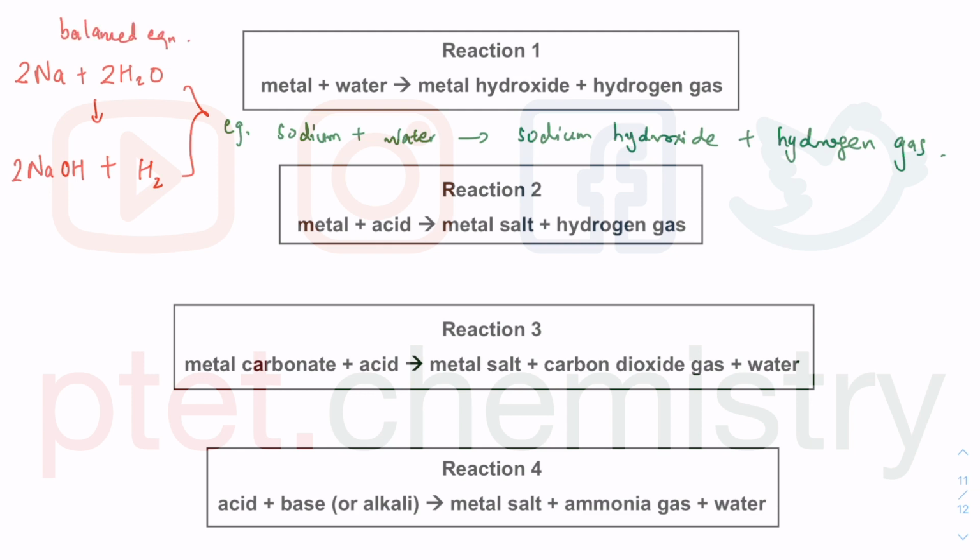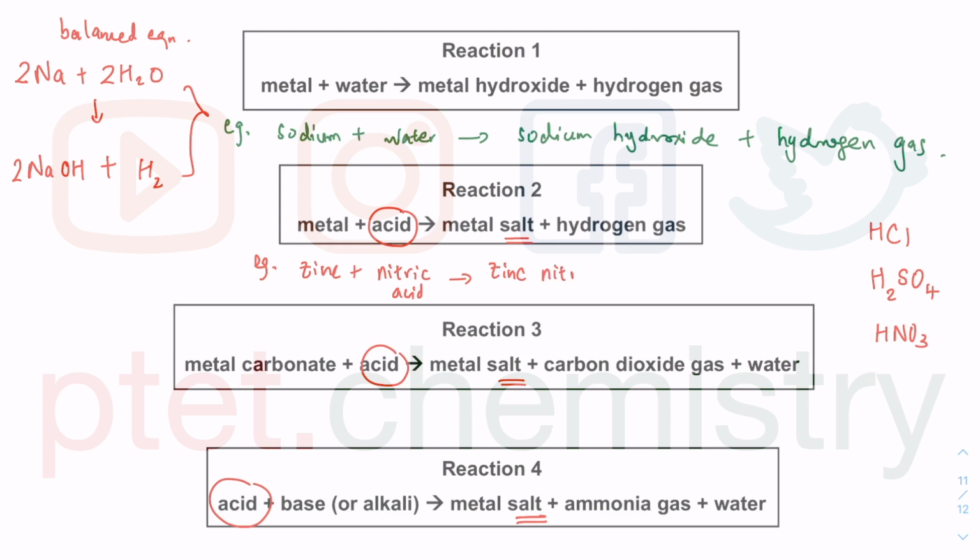Now let's move on. Metal plus acid gives you salt. Last time, you had HCl, chloride salt from hydrochloric acid. Sulfuric acid, H2SO4, gives you sulfate salt, and then HNO3 gives you the NO3 minus, which is the nitrate salt. So for example, zinc plus nitric acid. Because you use nitric acid, you're going to get a metal salt, which is zinc nitrate, and then you get hydrogen gas.